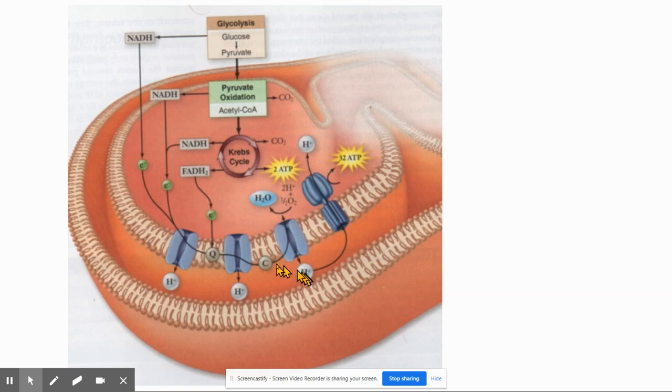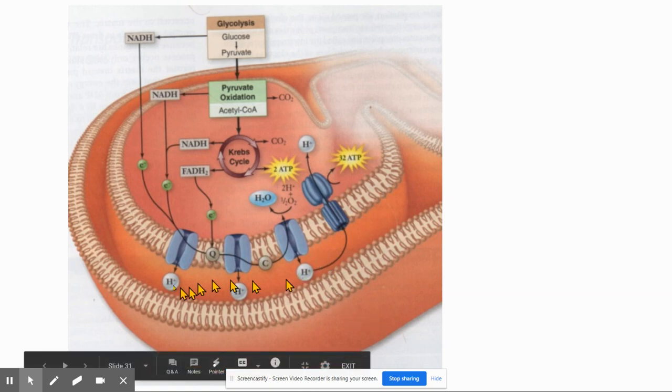But the whole purpose of the electron transport chain is to pump hydrogens across this membrane right here. Here's where FAD comes in. FAD skips this one, but it's going to pump hydrogens here, and it's going to pump hydrogens here. So what you're doing is building a gradient. You're going to have lots of hydrogens out here with very few hydrogens in here. That's the idea. You're creating a gradient that you're going to be able to do work with, and that's what those electrons do.